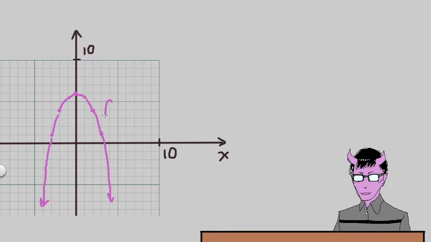Alright, so we have a function f of x, here it is, graphed on the graph to the left hand side. What is the equation of your function?